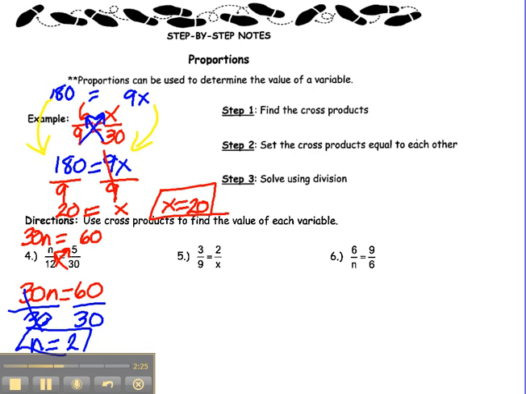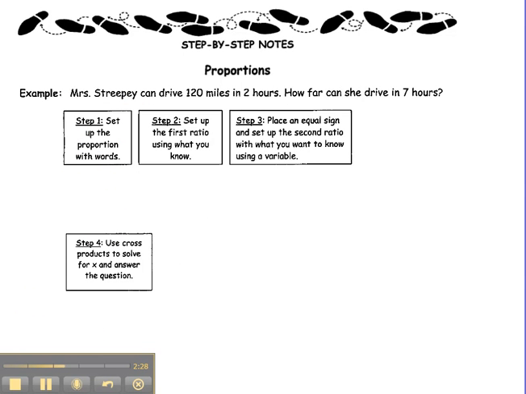You can use proportions to make predictions. For example, Mrs. Strebe can drive 120 miles in 2 hours. How far can she drive in 7 hours? Your first step is to set up your proportion in words. What is it that you're comparing? So our words here will be miles and hours. Typically, time goes on the bottom. Typically, money goes on the top when you're setting up proportions.